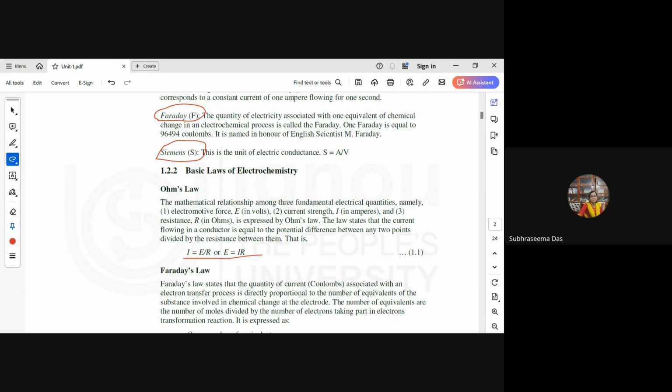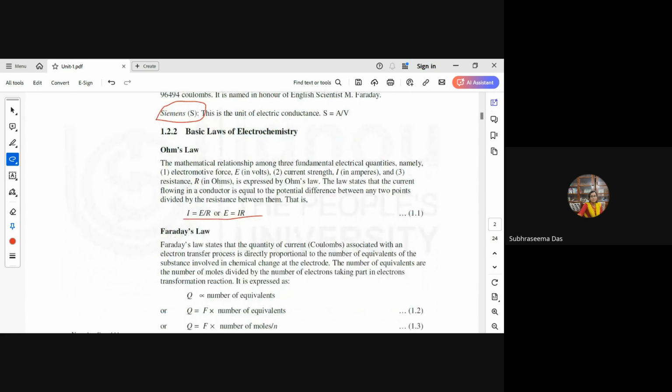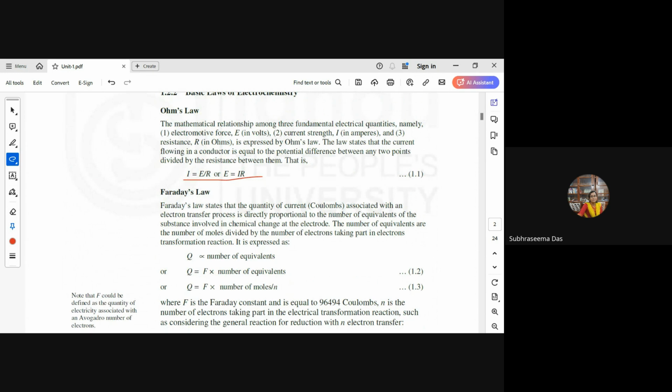So we can write it as E is equal to IR, or sometimes we can write it as V is equal to IR, where E and V both represent the potential difference in volts. This is a very common law, that is Ohm's law. The next law that concerns us is Faraday's law.